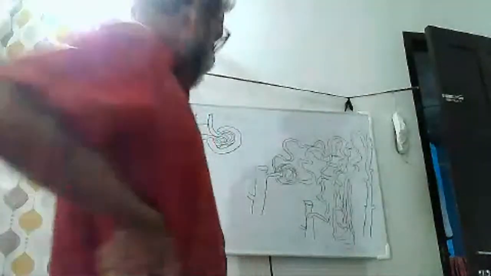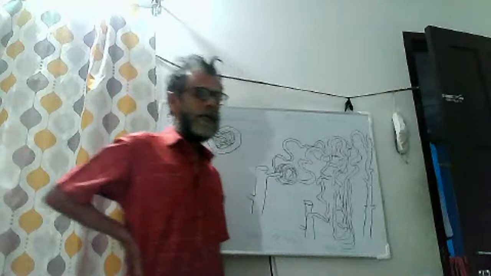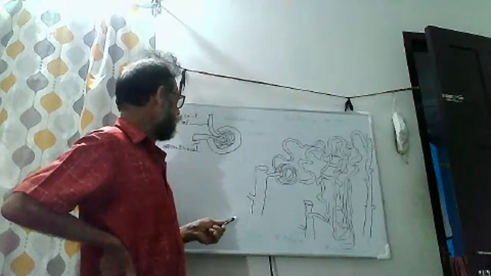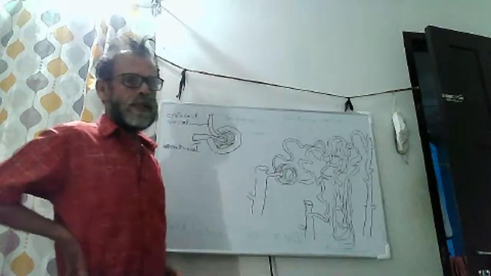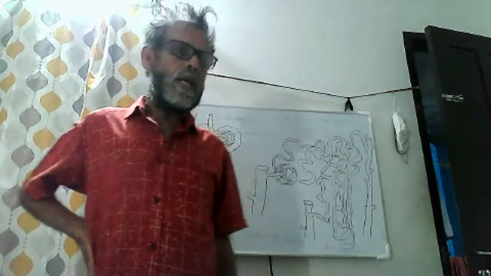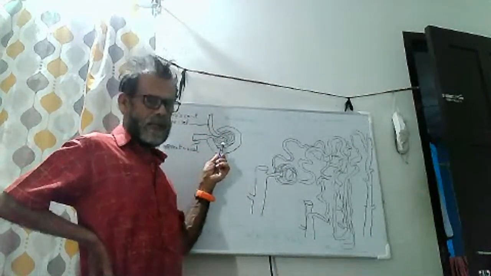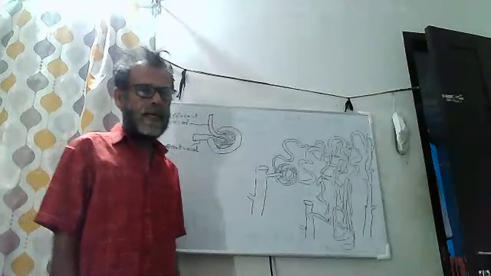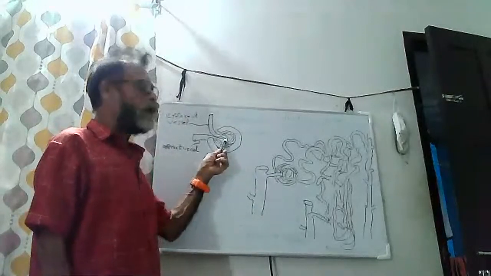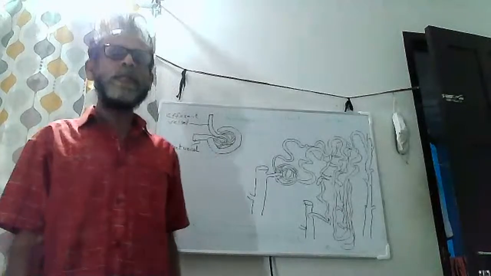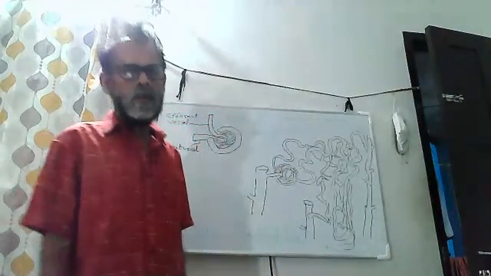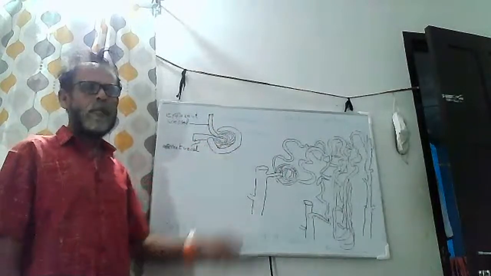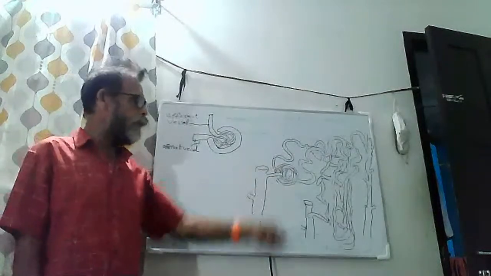What is the difference between Bowman's capsule and Malpighian capsule? This capsule alone is called a Bowman's capsule, and inside there is a network of capillaries. The network of capillaries is called glomerulus, and the Bowman's capsule together with the glomerulus inside is called a Malpighian capsule. So this figure is of Malpighian capsule, and this is also Malpighian capsule.